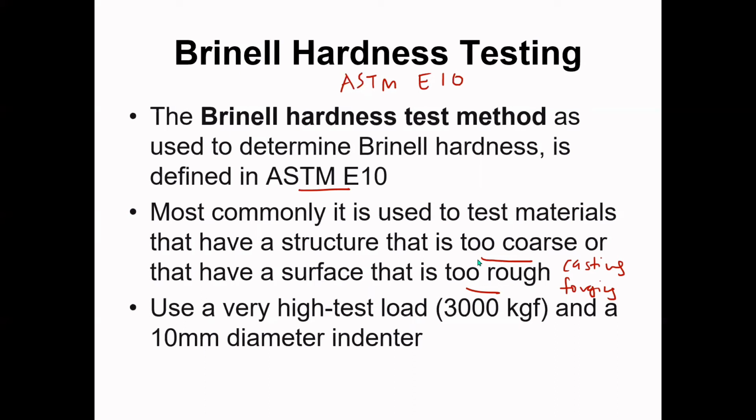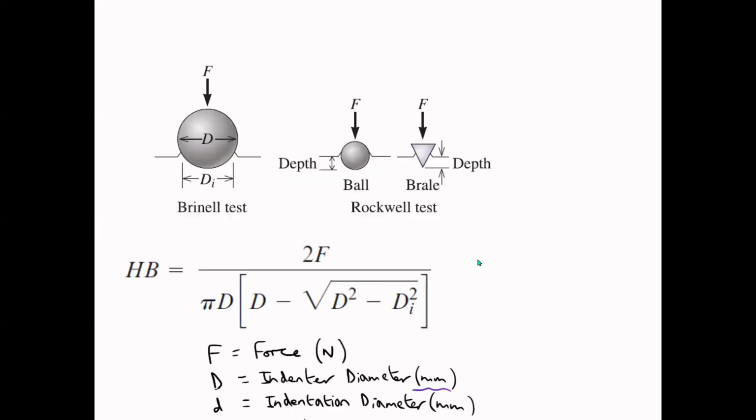Brinell testing often uses a very high test load, equal to 3000 kilogram force, and a 10 millimeter diameter indenter, so that the resulting indentation averages out most surface and subsurface inconsistencies. So, in Brinell hardness testing, a hard steel sphere, like what we can see here, usually 10 millimeters in diameter, is forced into the surface of the material.